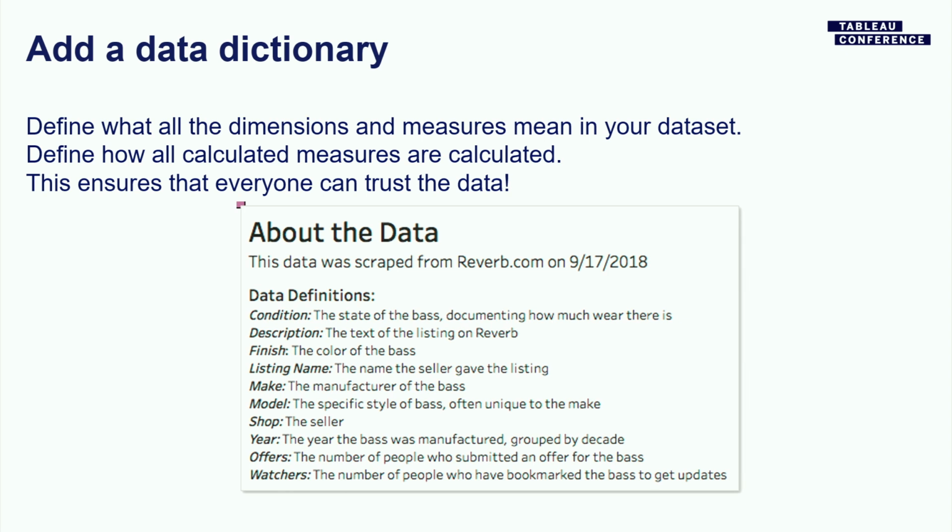So, in this case, on reverb.com, there's all the listings, and kind of like in eBay, you can watch a listing to see if the price drops or if someone makes an offer, to update it in any way. So it's a good measure of popularity, which was one of the things you wanted to see.